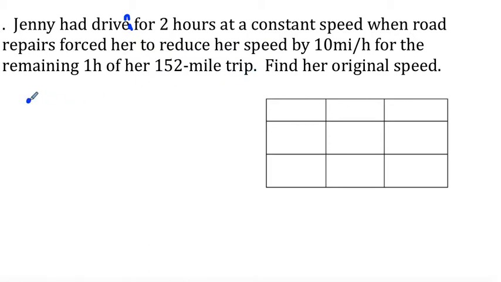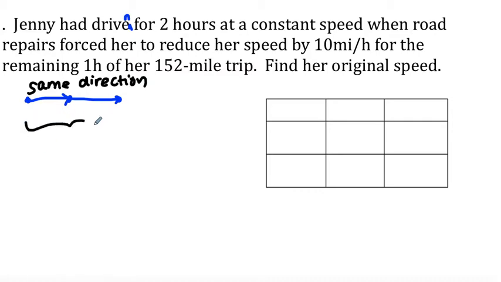Jenny started here, she got here, she went one rate, and then she had to stop, and then she had to go a little bit slower because her car had broken down. But has she changed direction? Hopefully you see no, so that means it's a same direction problem. That means that you're going to be adding her two distances together to equal the whole distance of her trip, which was 152. So it's like adding two segments together and they equal the whole segment.